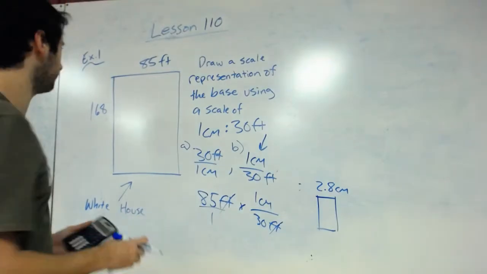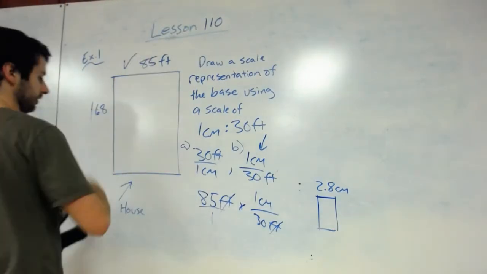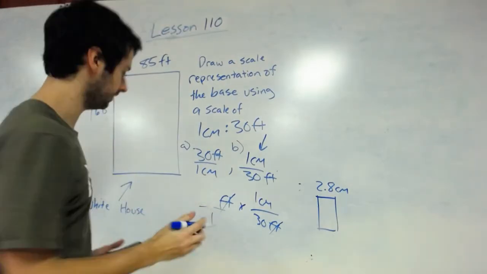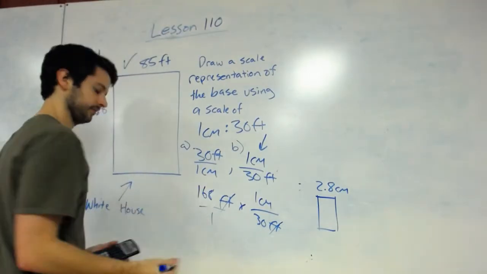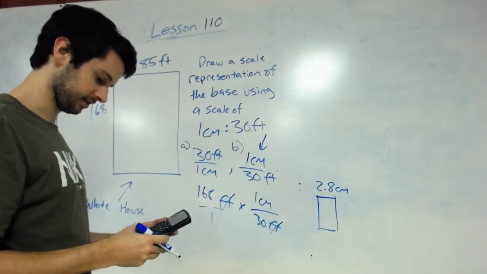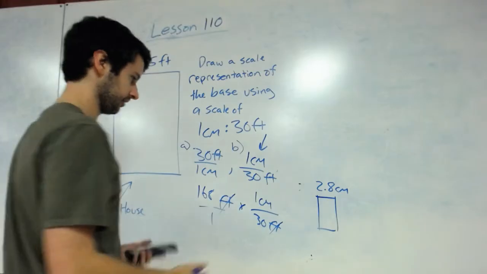So we got one. Now we need to do the 168. So now I'm just going to plug in the 168 and divide that by 30. All right, 168 divided by 30 is 5.6.